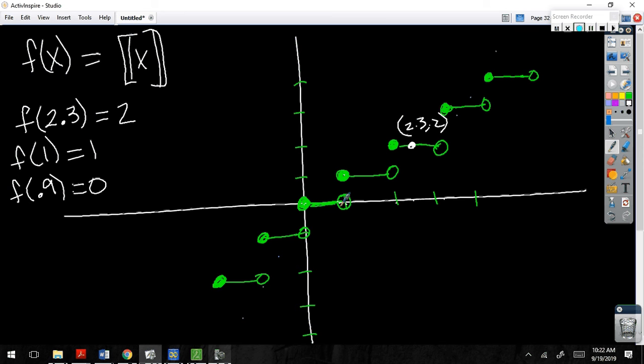Okay, so why can't you do the one? If you plug in 1, you get 1, right? That's why there's a solid dot at 1, 1. It can't be 1, 0 because that's not the nearest integer. Okay, so that's what explains the dots, closed and open.